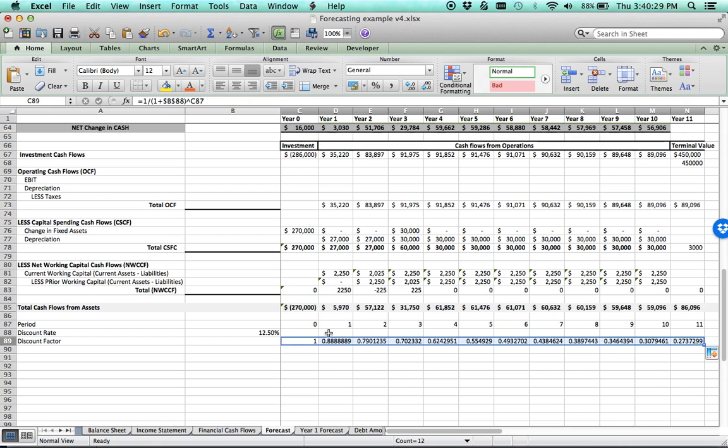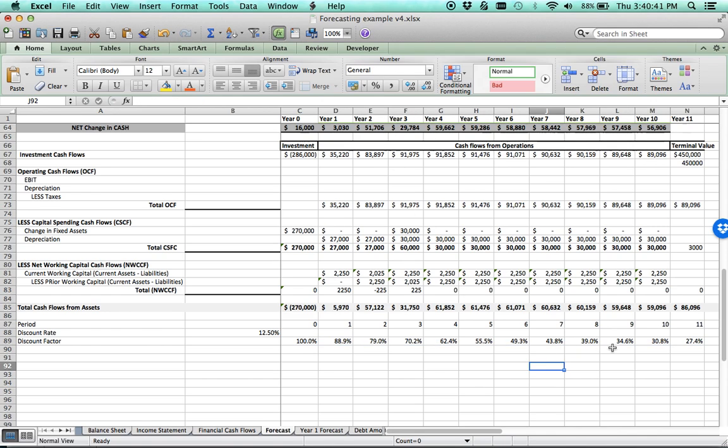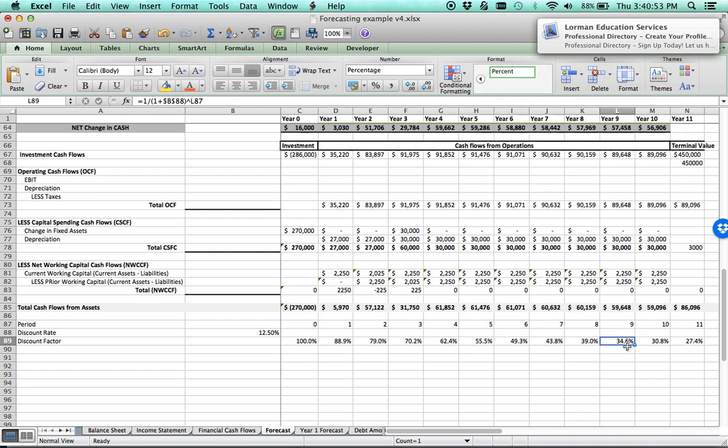And that discount factor, basically, to put that in a context, and I'm going to format those, I think, as percentages. But to put that in a context, for example, at year 9 at this discount rate, what that says is getting a cash flow in year 9 is only worth 34.6% as much as if I got it today.